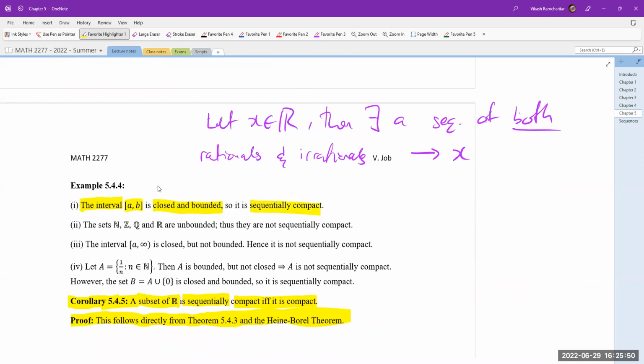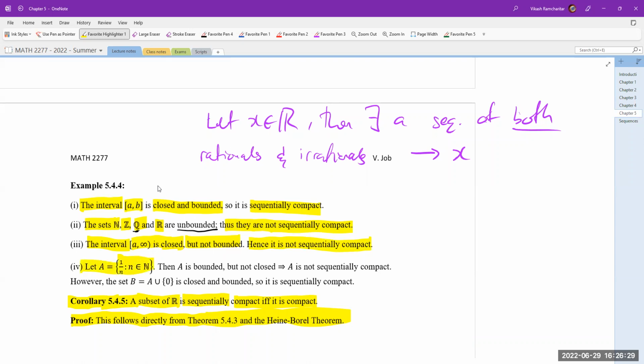So it's sequentially compact. These sets N, Z, Q, R, they're closed. Sorry, Q is not closed, but they are all unbounded. So by Heine-Borel, they are not compact, which means they are not sequentially compact. This half-open interval is closed, but it's not bounded. It's not bounded above. So Heine-Borel tells me this is not compact, hence it's not sequentially compact.